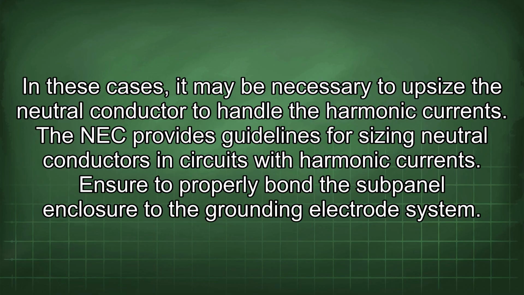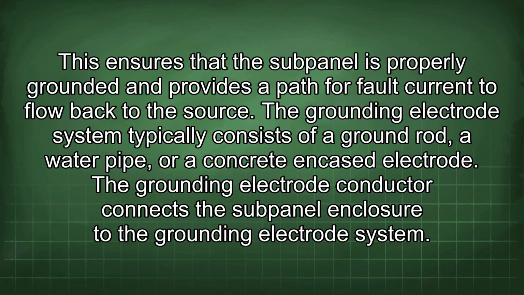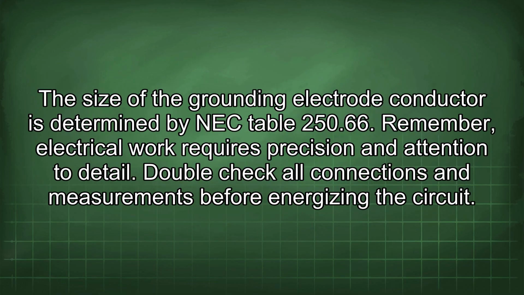Ensure to properly bond the subpanel enclosure to the grounding electrode system. This ensures that the subpanel is properly grounded and provides a path for fault current to flow back to the source. The grounding electrode system typically consists of a ground rod, a water pipe, or a concrete-encased electrode. The grounding electrode conductor connects the subpanel enclosure to the grounding electrode system. The size of the grounding electrode conductor is determined by NEC table 250.66.